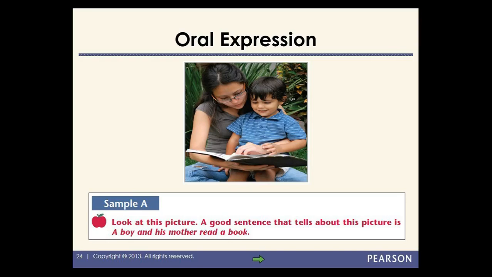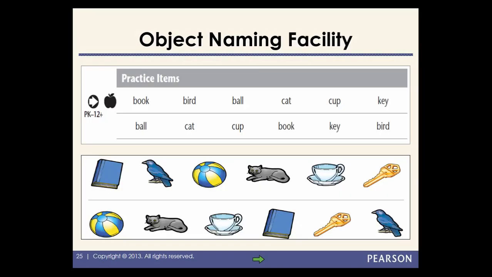Pretty straightforward. Object naming facility, also pretty straightforward. What we see here on the top is basically what you're going to be reading, or what you're going to be seeing. What you see down here at the bottom are the actual images that the child is going to be seeing. So, they line up. So, the practice items are a child will have to say book, bird, ball, cat, cup, key, ball, cat, cup, book, key, bird. I think I did that right?